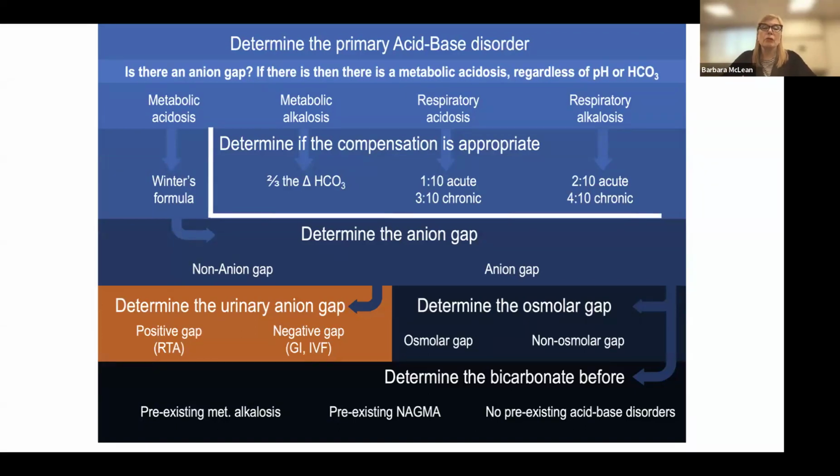Anion gap, you've got metabolic acidosis. You're going to try to figure out what the issues are. You're going to look at whether or not our patient is compensating. And there are many other things that you can evaluate. But the most important perspective here is if there is an anion gap on your chemistry, you have metabolic acidosis.